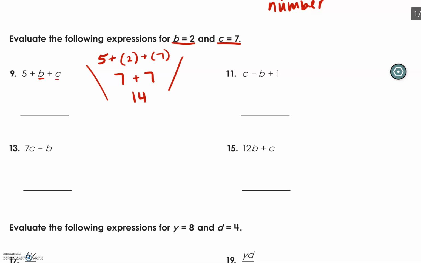Let's take a look at number 11. We have c minus b plus 1. Now we need to replace c and b with the numbers that they represent. So b is represented by 2 and c is represented by 7. So we have 7 minus b, which is 2, plus 1. Now I'm going to rewrite this as all addition. So I have 7 plus the opposite of 2, which would be negative 2, plus 1. And work left to right. 7 plus a negative 2 would be 5. I still have that plus 1. And 5 plus 1 would be 6.